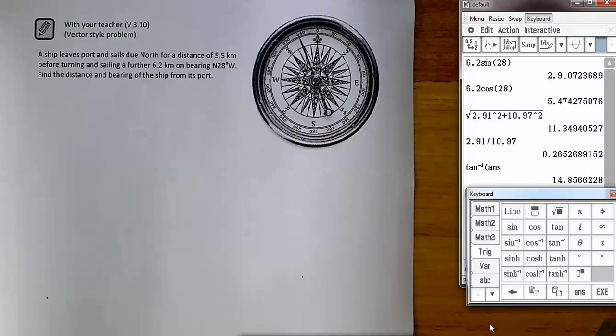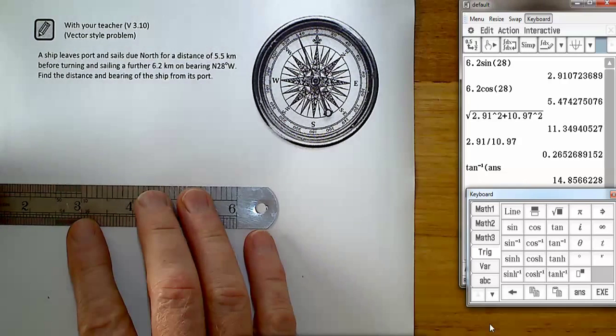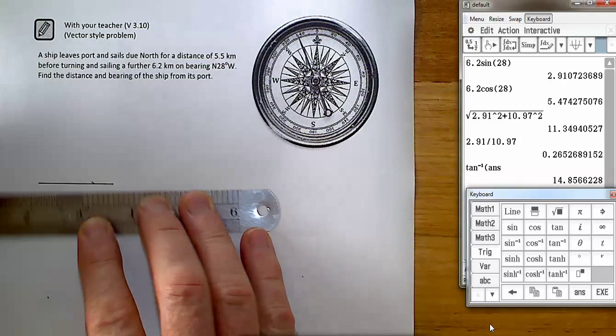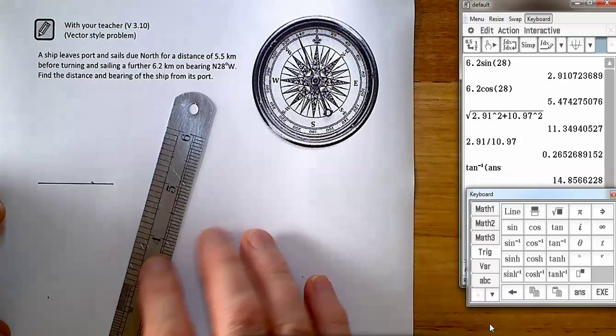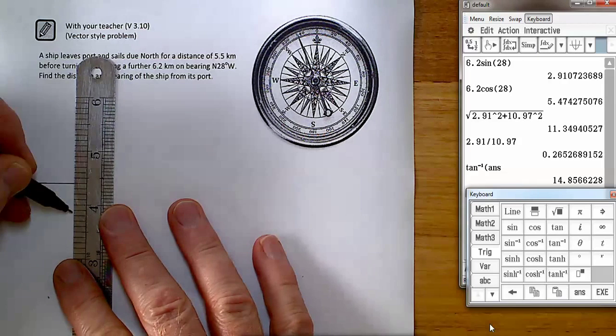Another classic of trigonometry is this vector style of question. A ship leaves port and sails due north for a distance of 5.5 kilometres before turning and sailing a further 6.2 kilometres on bearing north 28 to the west. Let's draw the situation. So it starts here and travels due north for 5.5 kilometres. It's a bit like it's heading straight up here.